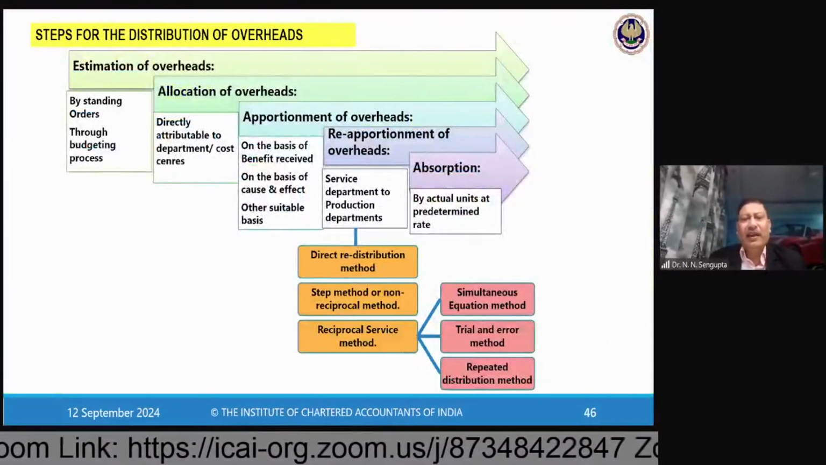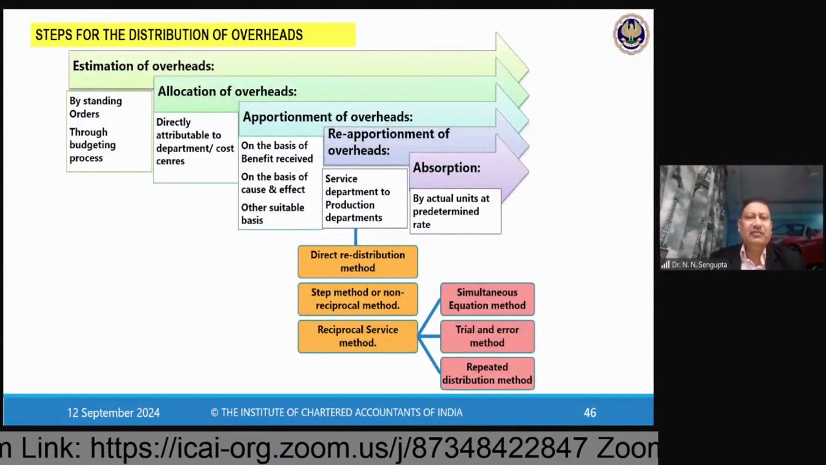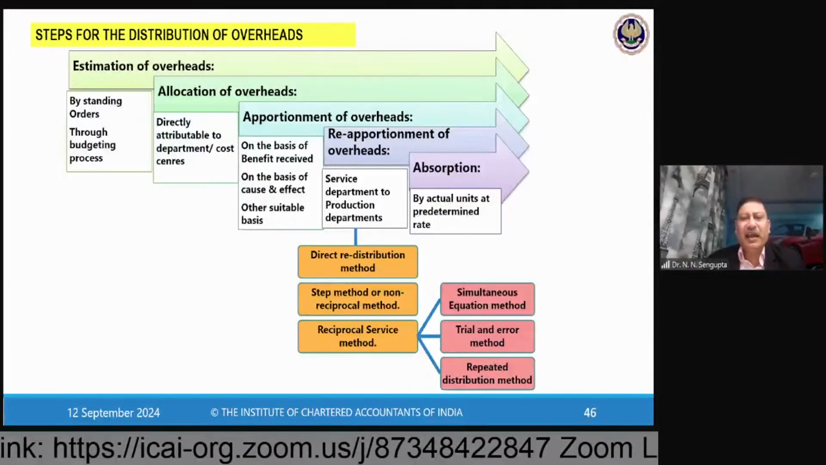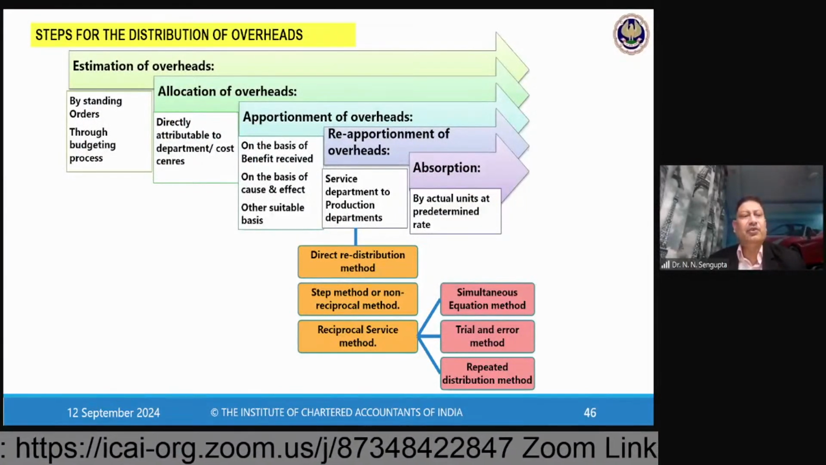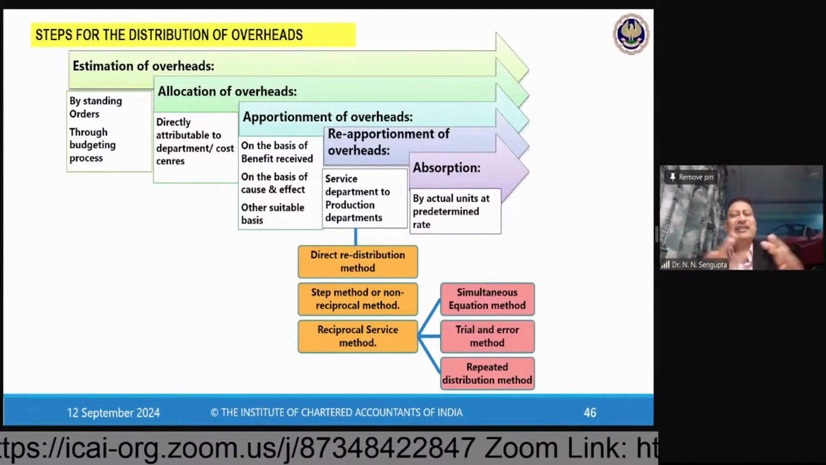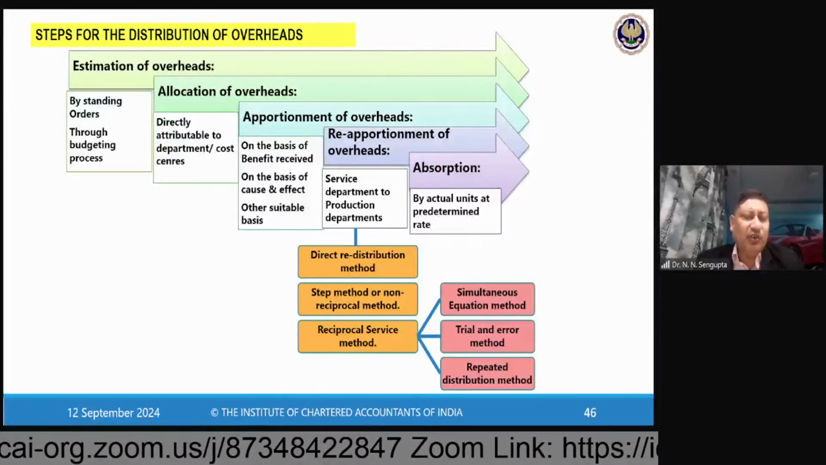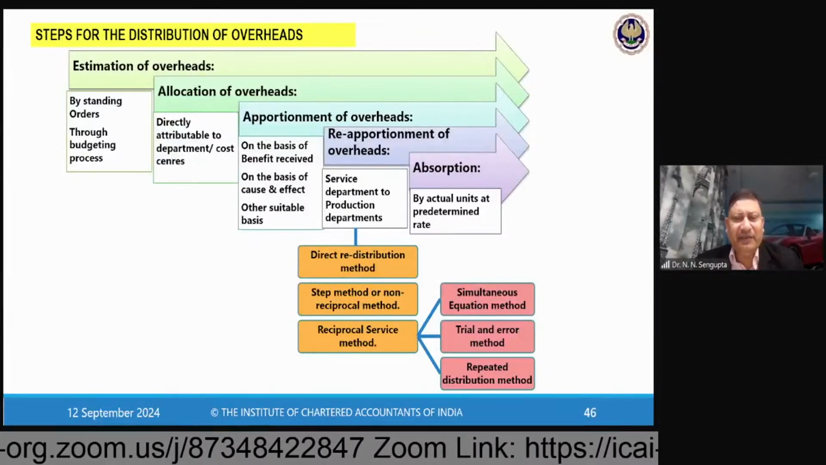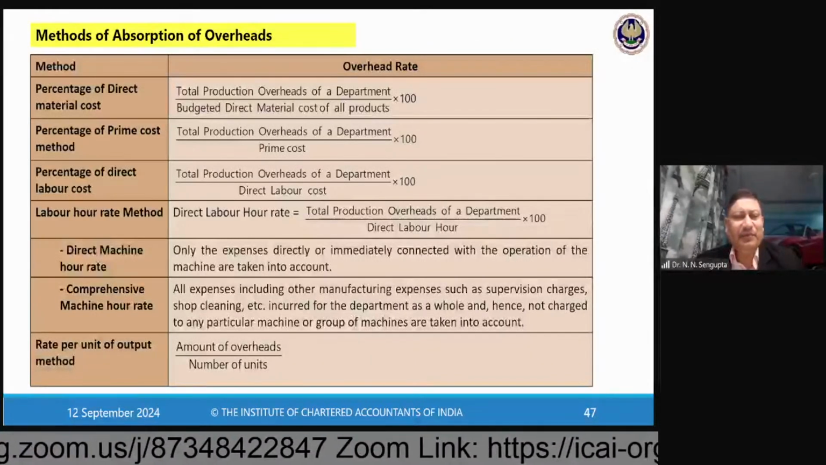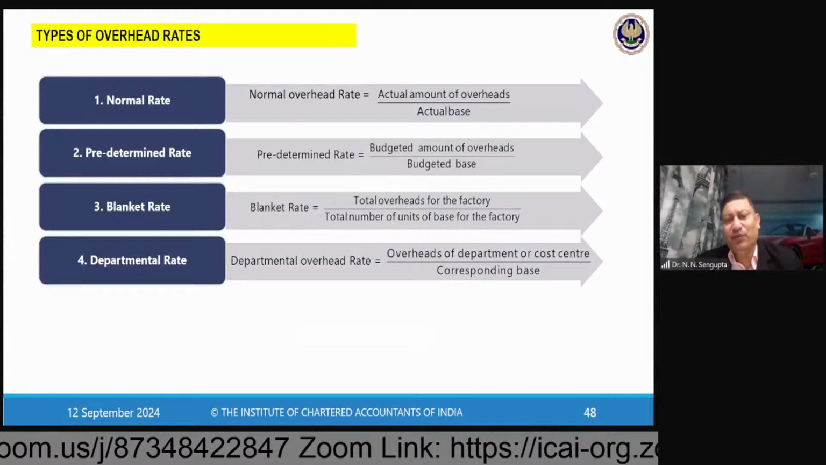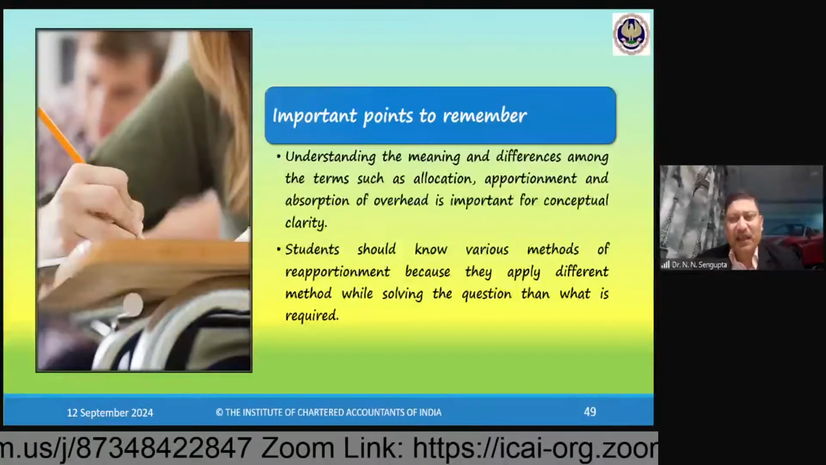Then overhead: estimation, allocation, apportionment, and when you will be doing the reapportionment. You need to understand these terms first of all, and how this reapportionment can be done in an effective way. That's one of the very important things you need to grasp.